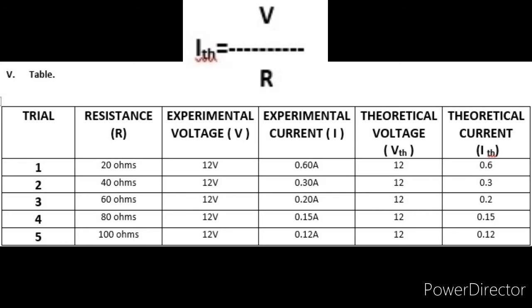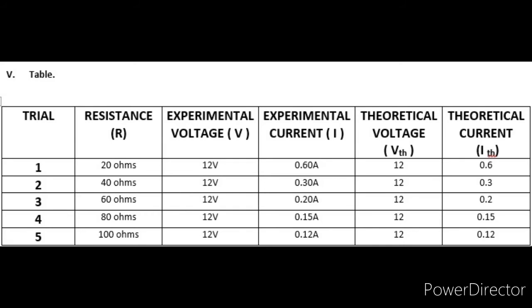In our theoretical current, we use the formula ITH equals experimental voltage divided by the resistor. So 12 divided by 20, which results to 0.6, 12 divided by 40 is 0.3, 12 divided by 60 is 0.2, 12 divided by 80 is 0.15, and 12 divided by 100 is 0.12. That is all for the tables, diagram, and computations. Now I'll pass you to my next groupmate, who is assigned in analysis.